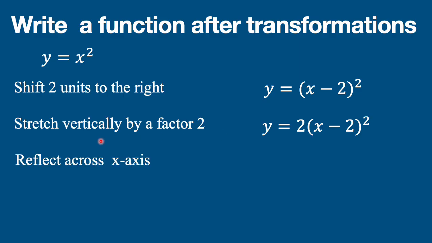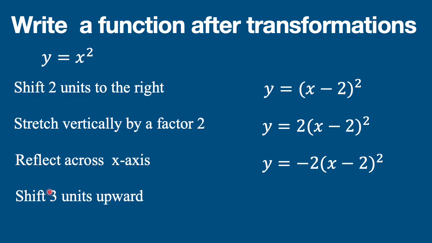Next one is reflection across the x-axis. Reflection over the x-axis means change the sign of the whole thing right here, not the inside. So y equals negative 2(x minus 2) squared. Last one, shift up 3 units. So you're gonna add plus 3. y equals negative 2(x minus 2) squared plus 3. That's how you find the function after transformation.